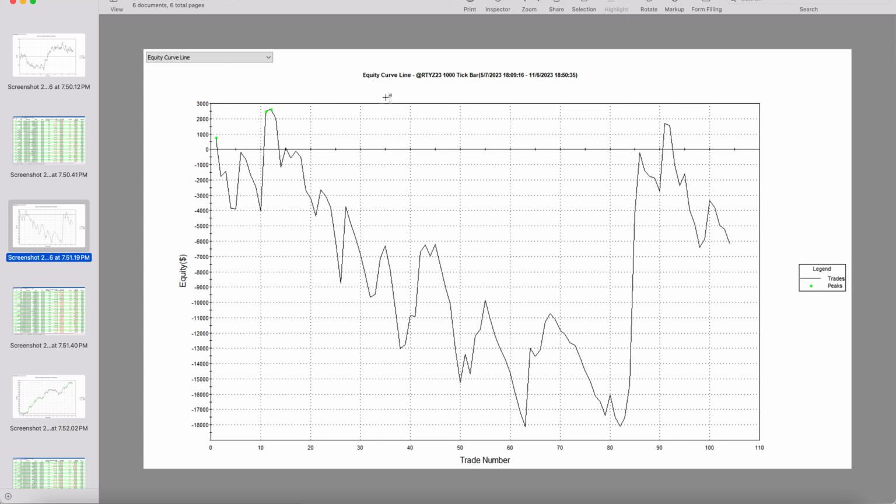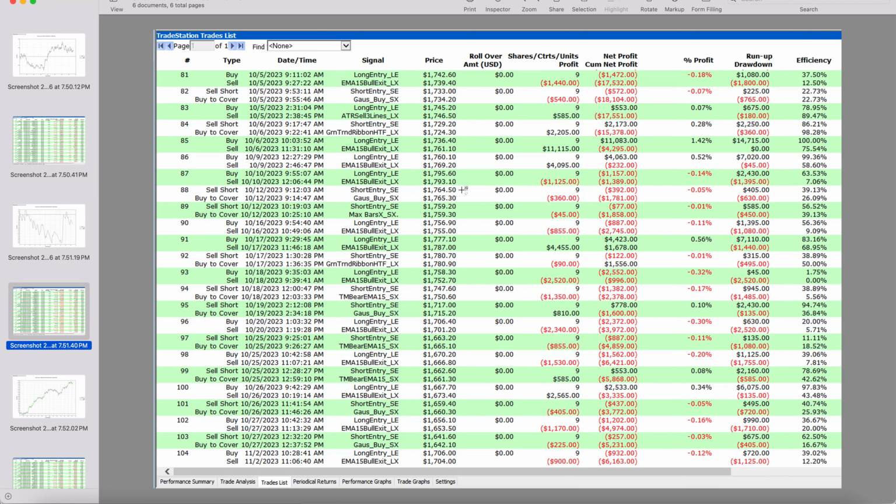So then we go on to the Russell, and this system hasn't traded since the 2nd, and it only traded once on the 2nd, so it hasn't traded for a couple days.